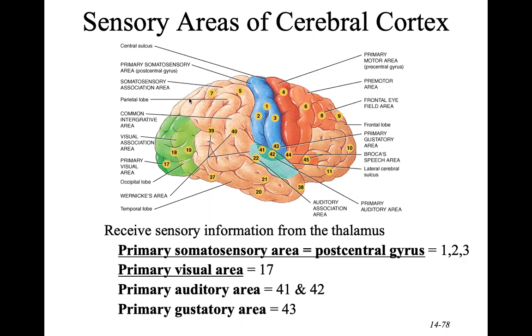So the primary somatosensory area, aka postcentral gyrus, that's here. That's 1, 2, 3. Remember, here's the central sulcus. The primary visual area is back here on the occipital lobe, number 17. Now, I'm not going to ask you the numbers. You don't have to know that the primary visual area is number 17, but hey, the occipital lobe is your visual center. Your parietal lobe is the primary sensory area. Okay.